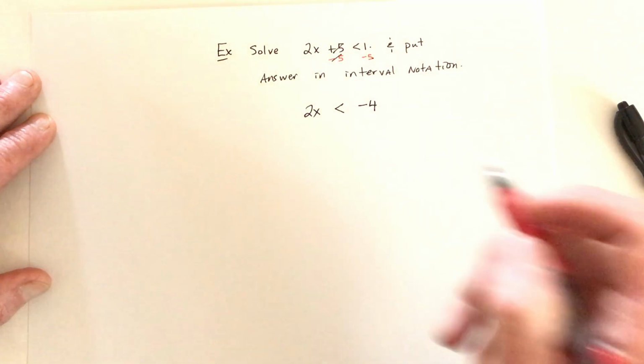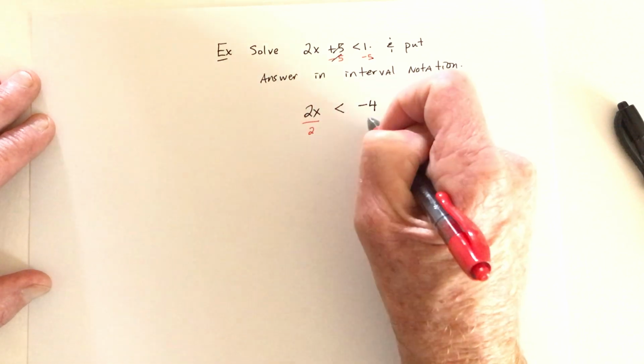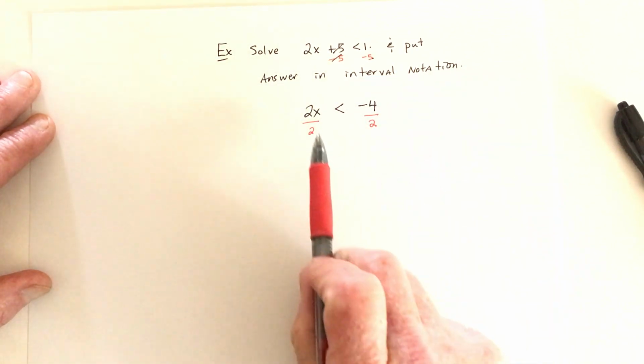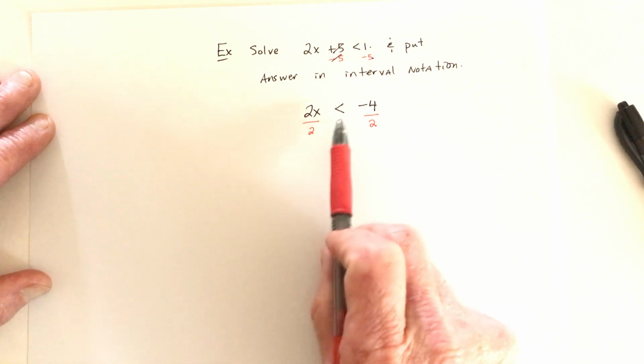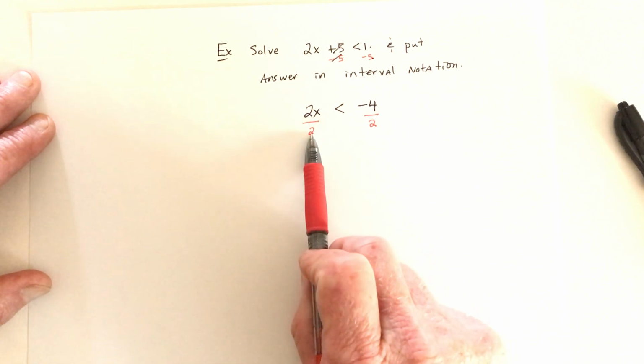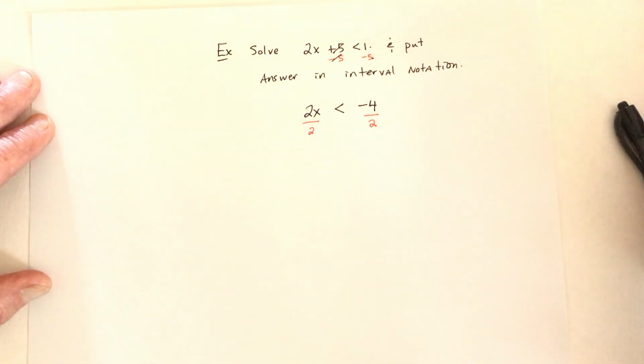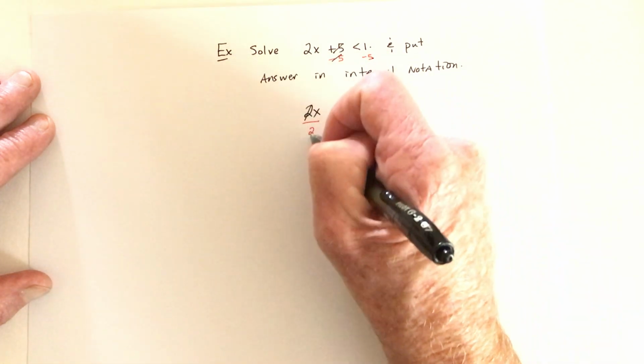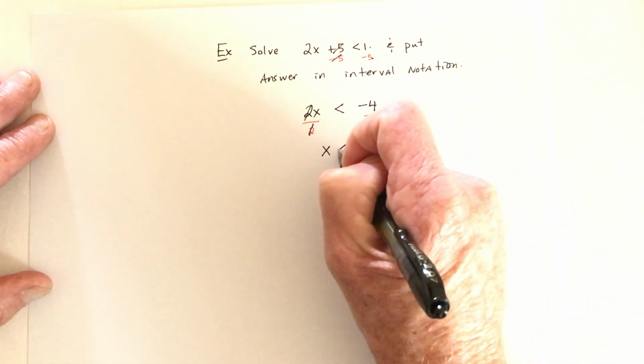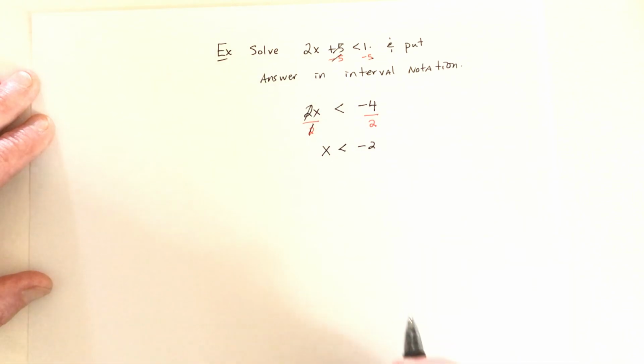One more step of algebra. To solve for x, divide by 2 and divide by 2. When you multiply or divide by a negative, you do need to switch the inequality sign. But if you're using a positive, you don't have to switch it. So then it's going to say x is less than, and on the right side, that's a negative 2.